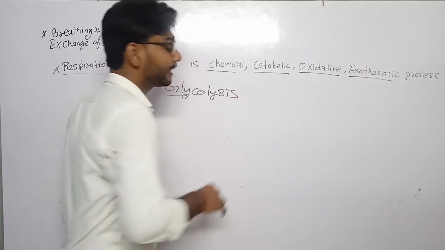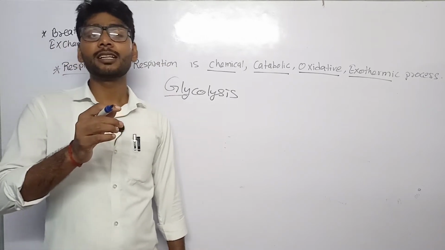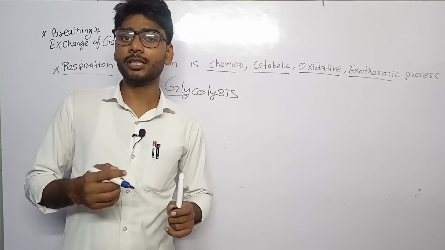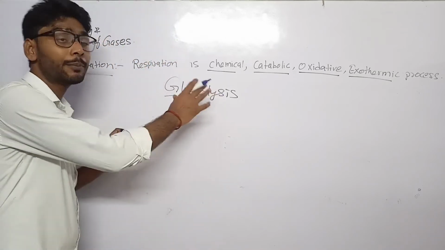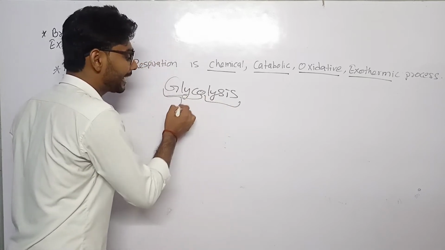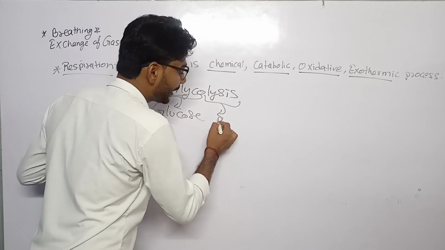glycolysis. Older ones always say the answer is hidden within the question, just break it and the answer comes out. Glycolysis is made up of two words, glyco and lysis. What is meant by glyco? Glyco represents glucose, and lysis means what? Breakdown.